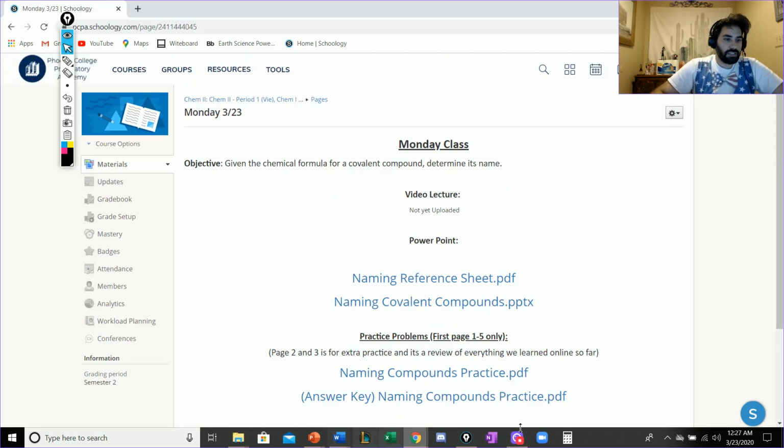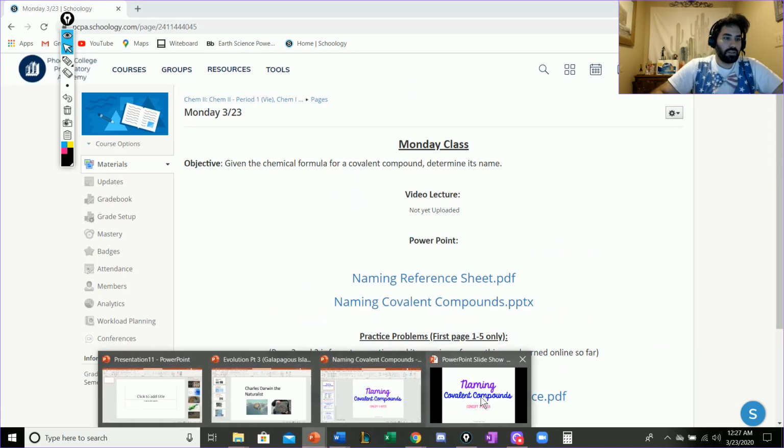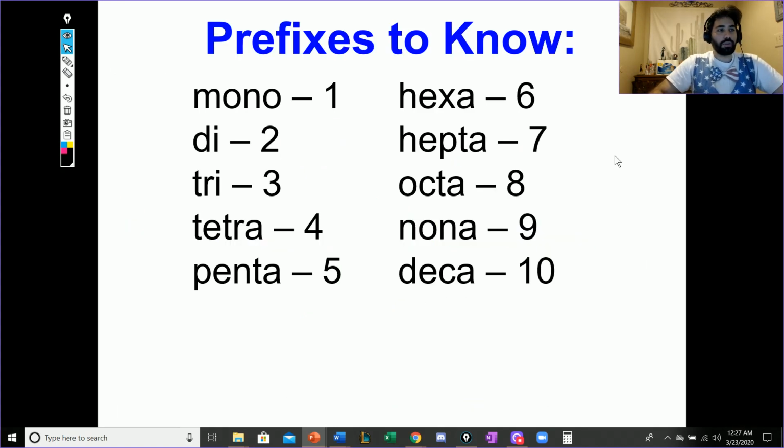And then let's just get on with the PowerPoint. So we're talking about naming covalent compounds.